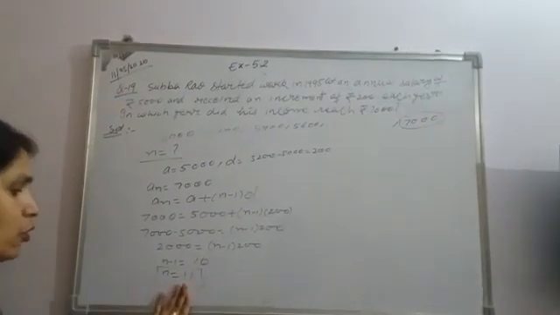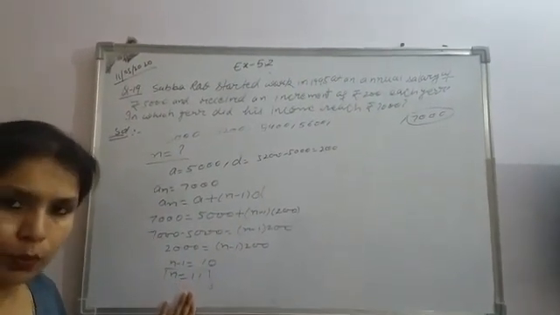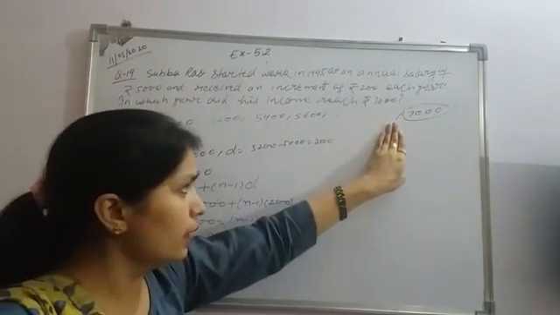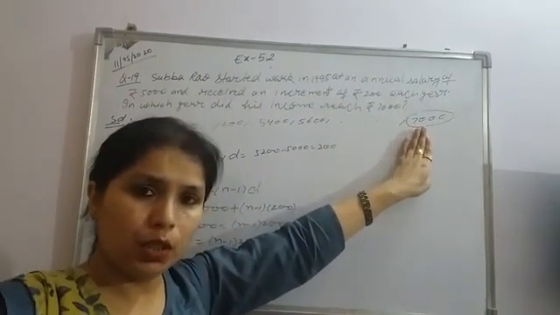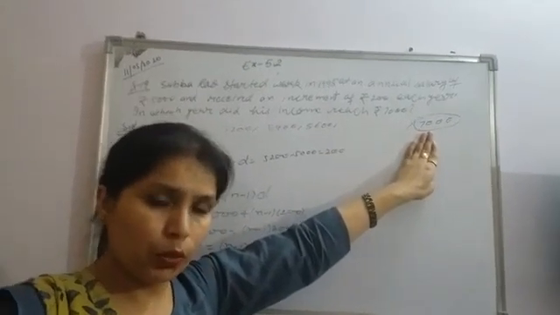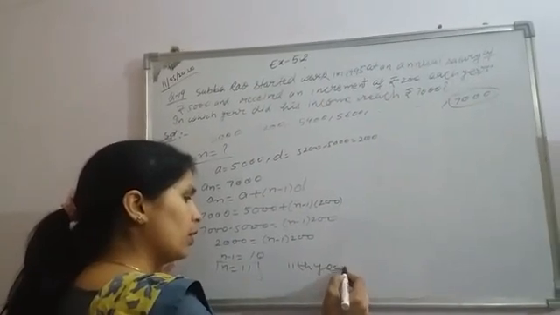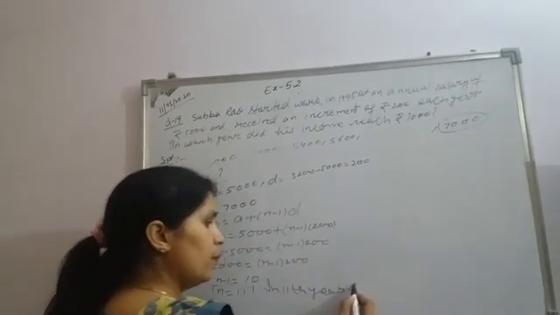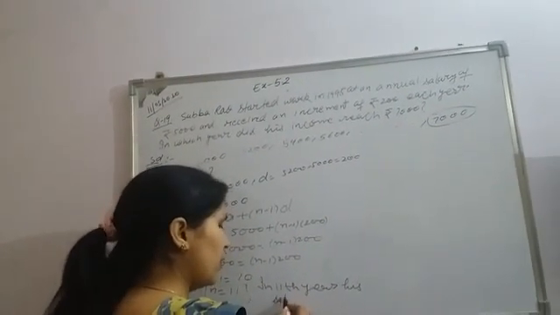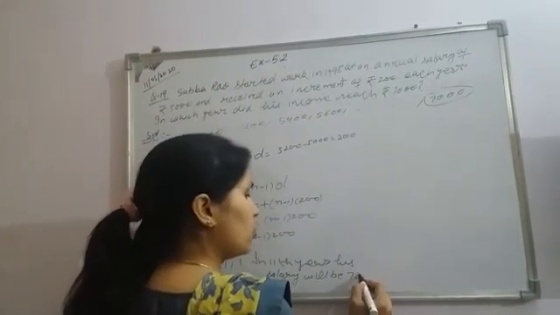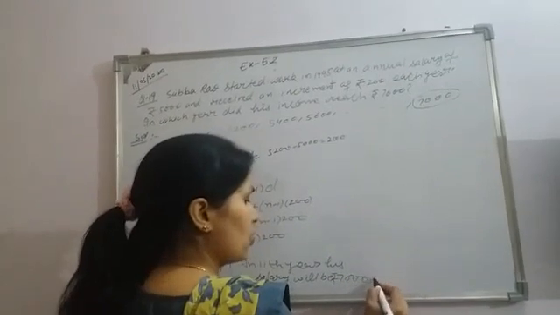So what is the meaning of this? If we obtain n is equal to 11, it means in the 11th year his salary will be equal to 7,000. So n is equal to 11. In the 11th year his salary will be 7,000. So this is the answer to this question.